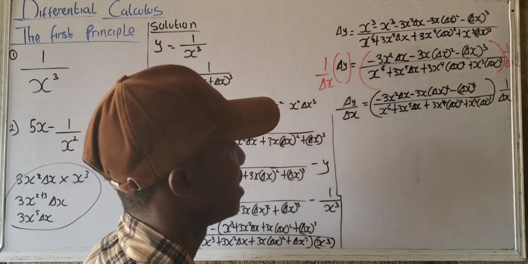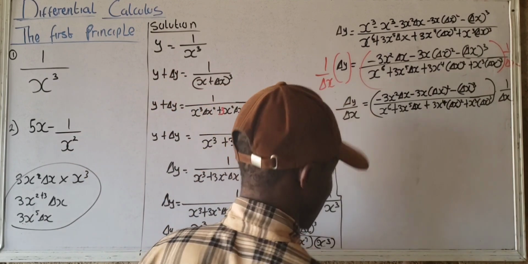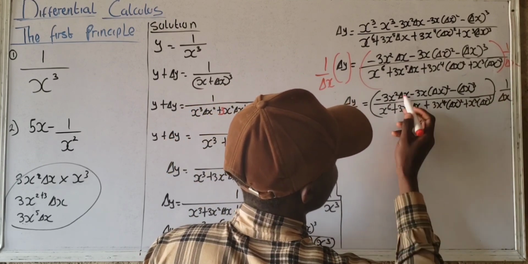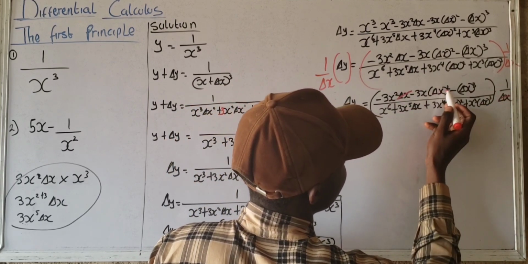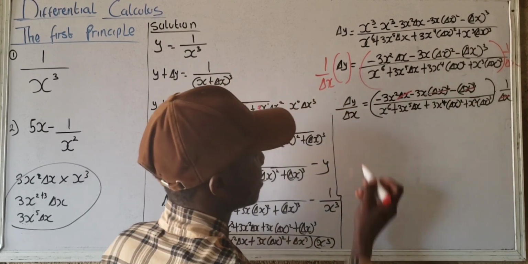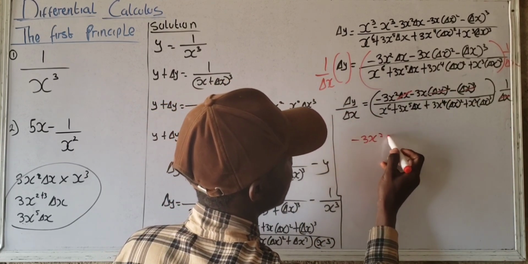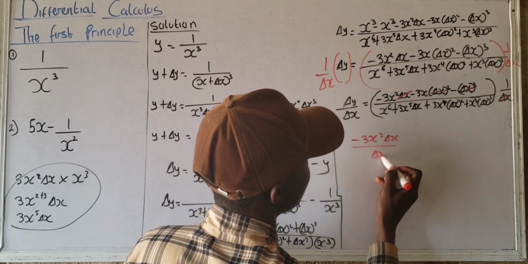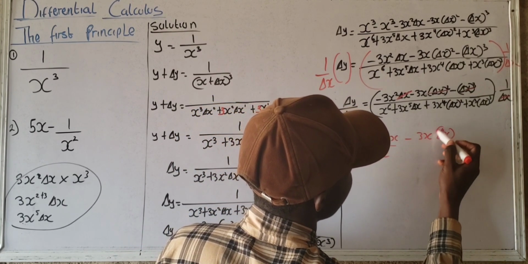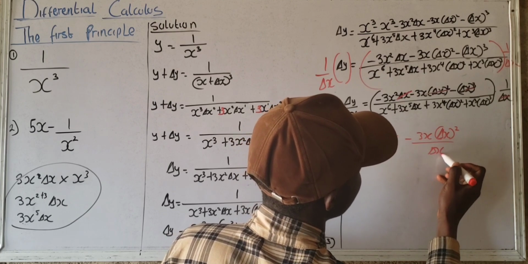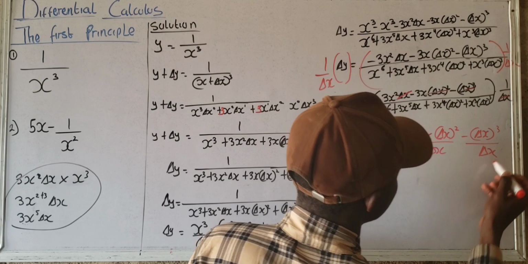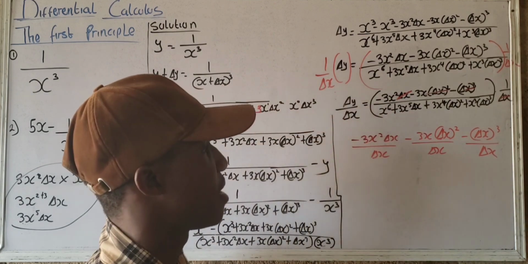Now, this delta x that you see here can cancel this. This delta x can cancel this delta x. You can cancel this as well. It's just like saying negative 3x squared delta x all over delta x, negative 3x delta x squared all over delta x, and minus delta x raised to the power of 3 all over delta x. You understand? That is the operation that I performed here.